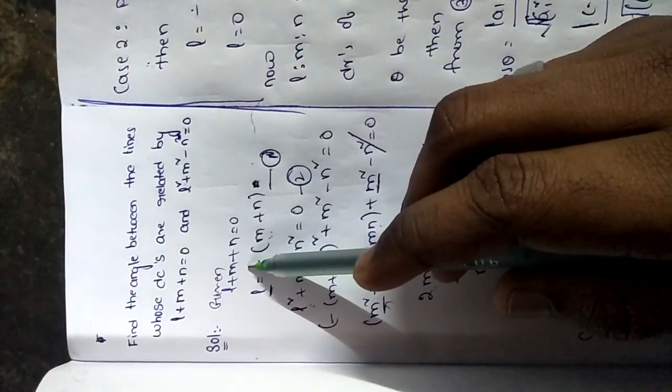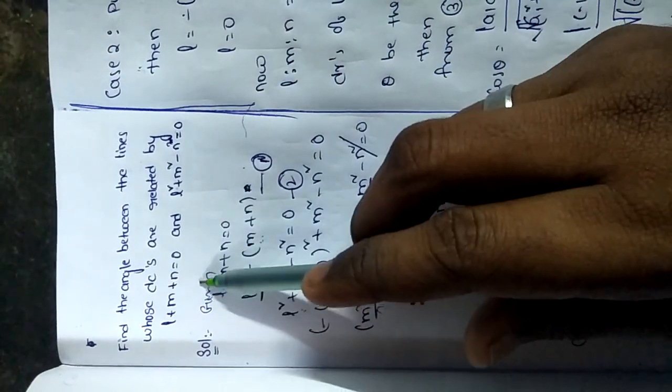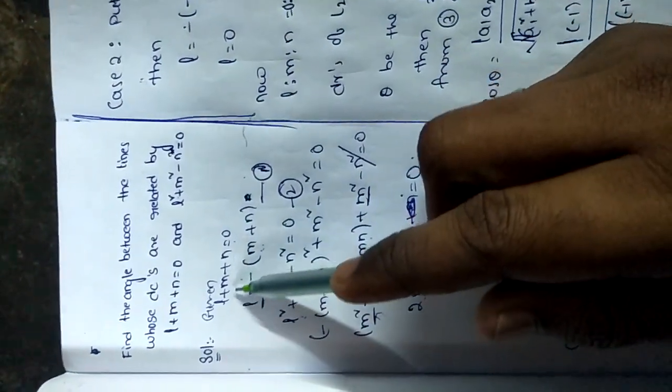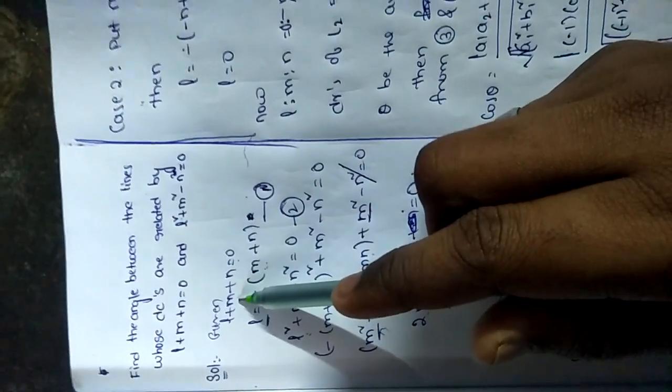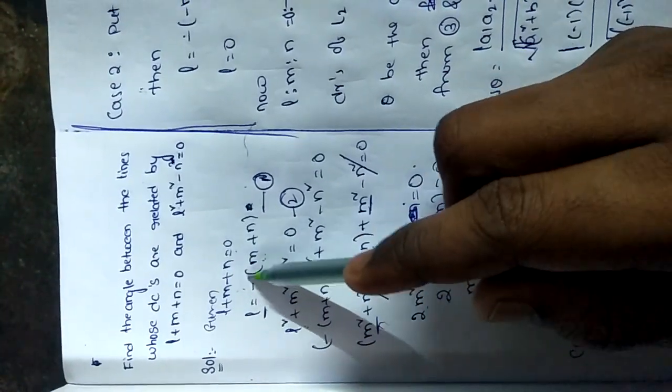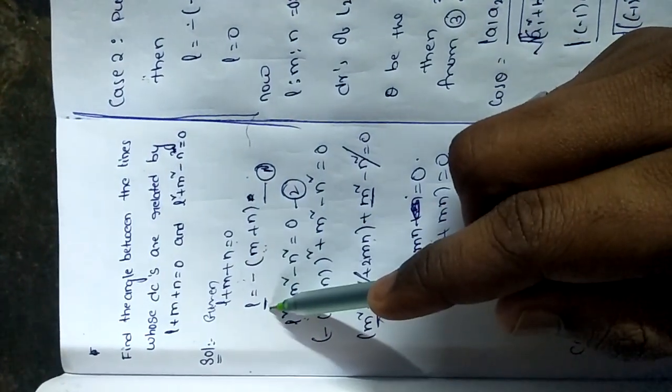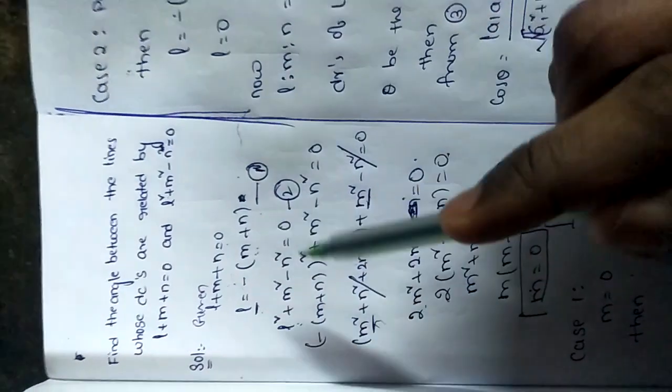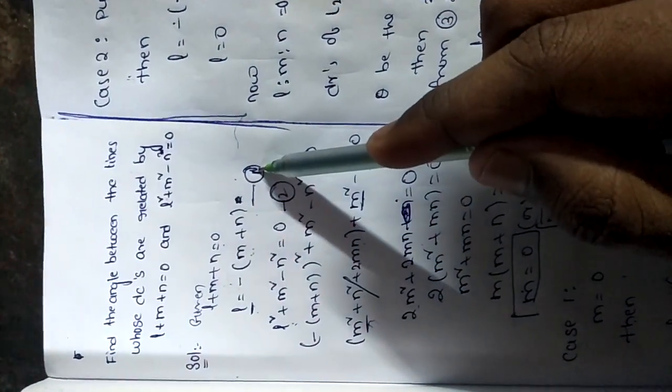So the given two DCs: L plus M plus N is equal to 0. We take M plus N to the right hand side, and L will be equal to minus of M plus N. Let it be equation number 1.